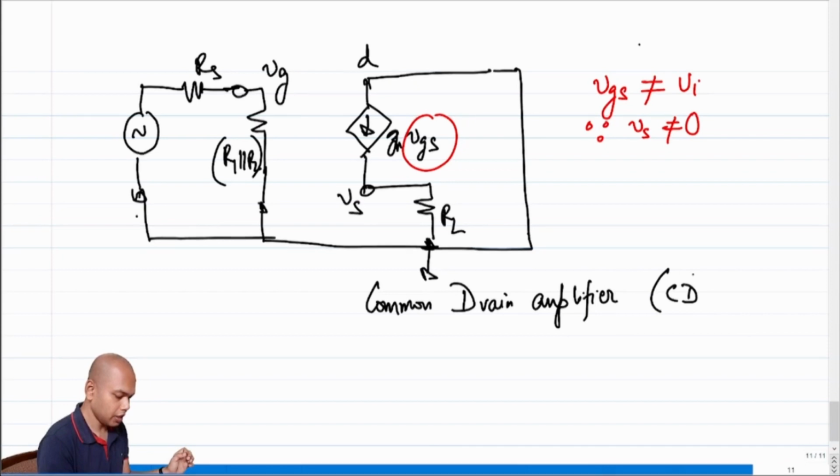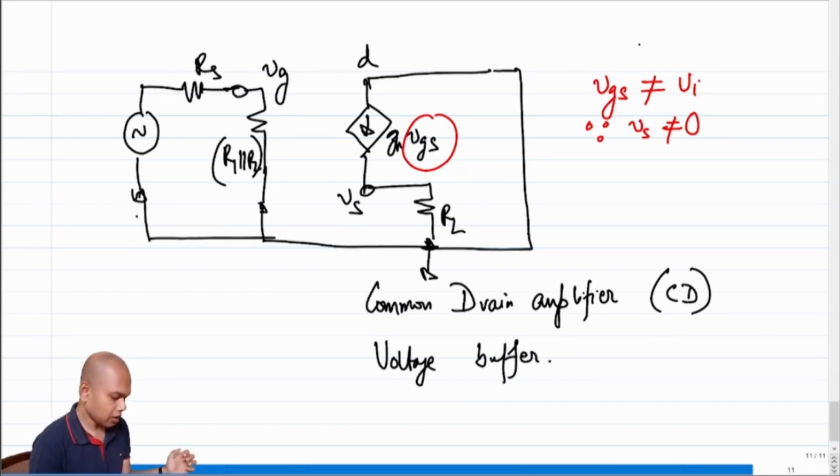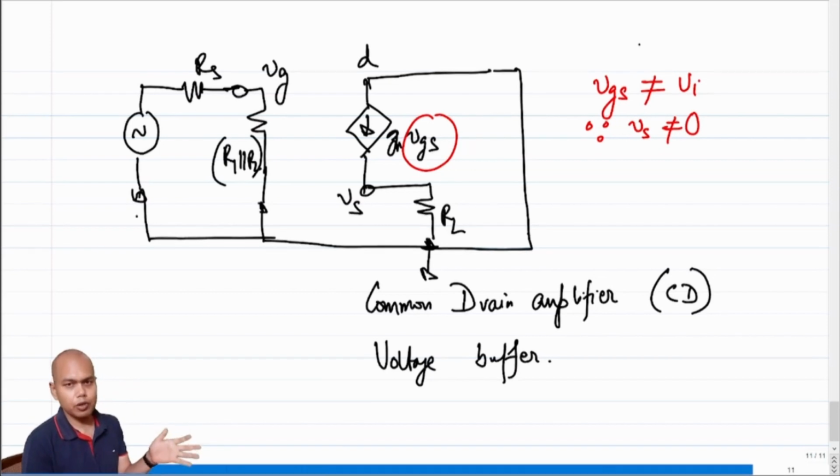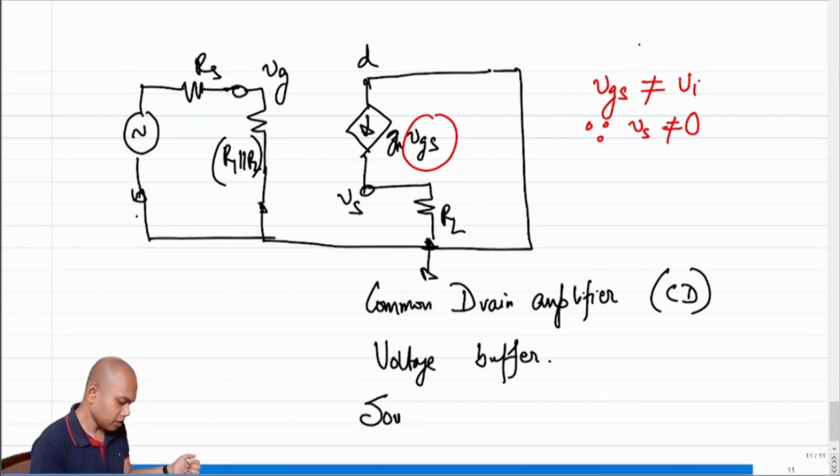Or a CD amplifier. This is also called a voltage buffer, because you are essentially buffering the input. You are isolating the source from the load, but translating the information of the source to the load. This is also called in the literature source follower. Why is it called source follower?